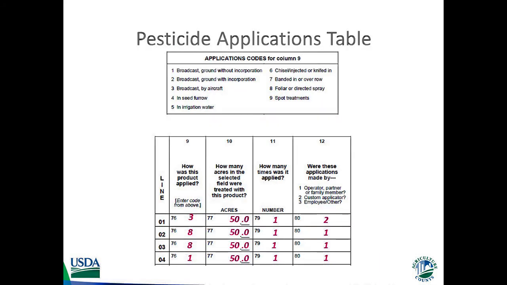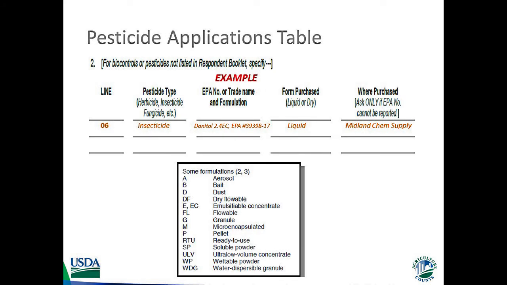On the opposite page, we're recording how the chemical was applied, and of course on lines 2 and 3, which were the tank mix, they had to be applied the same way, how many acres the chemical was applied to, how many times the chemicals were applied, and who applied them. The respondent booklet may not have a complete list of all of the possible chemicals one might want to apply to the selected field.